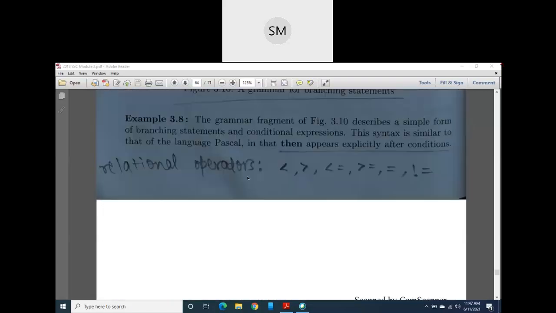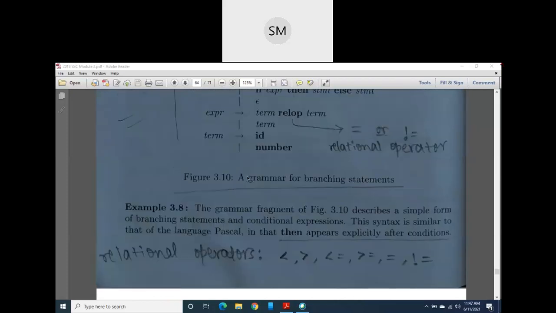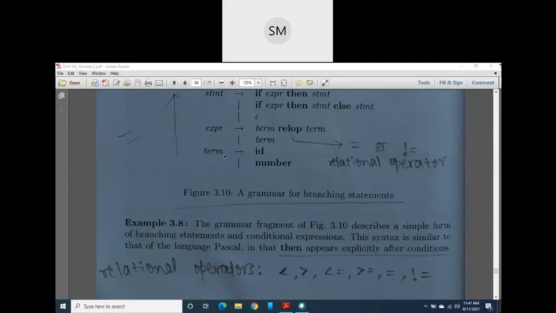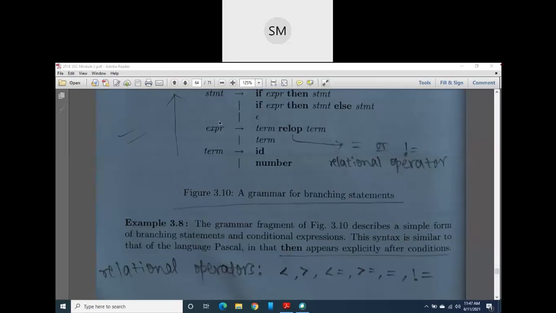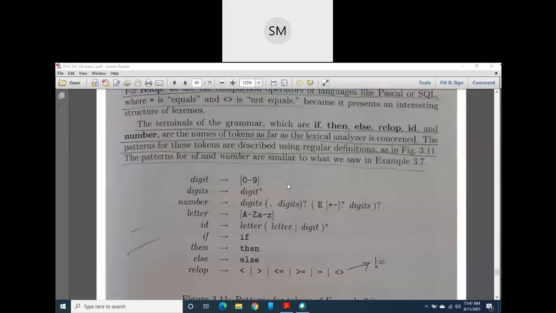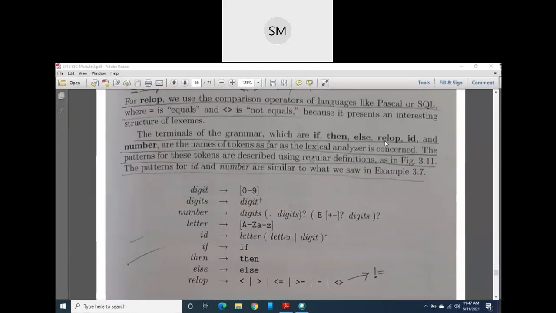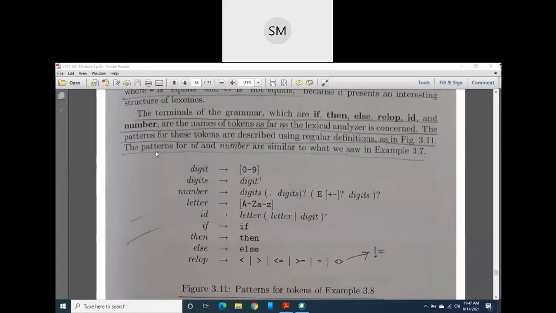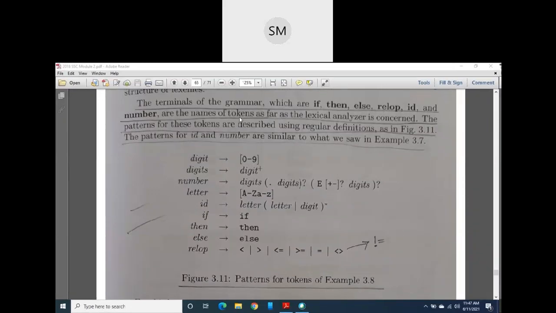Sorry, what are those things? Here expression was there, and then a non-terminal was term, right? So these are also defined. So these all are non-terminals, and here a collection of non-terminals and terminals is there. Both the combination of terminals and non-terminals are here. So whatever the terminals are here: if, then, else, relational operator, ID, and number, these are nothing but tokens. They are names of tokens.